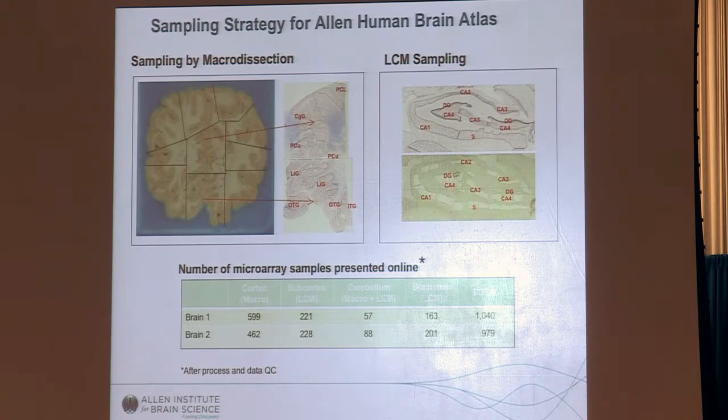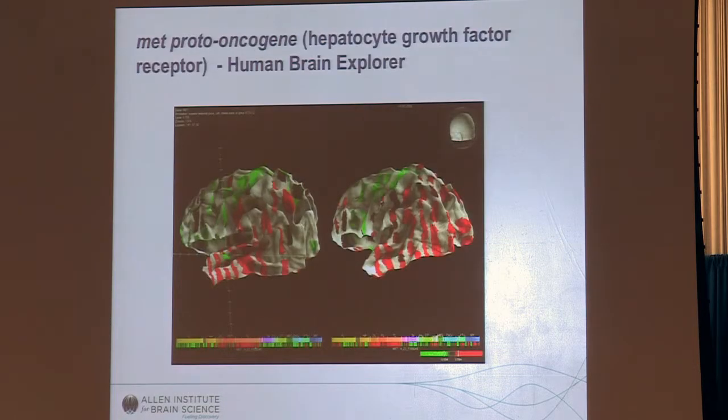So we basically used 2 different methods. One was macro dissection, just cutting, and the other was laser capture microdissection, where you use the anatomy in a kind of programmed microscope to isolate a specific section. And then we put that data back in the Brain Explorer.